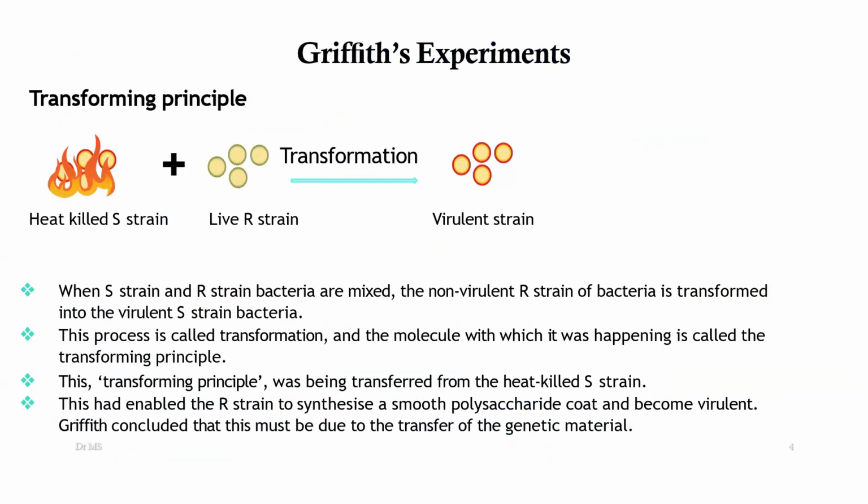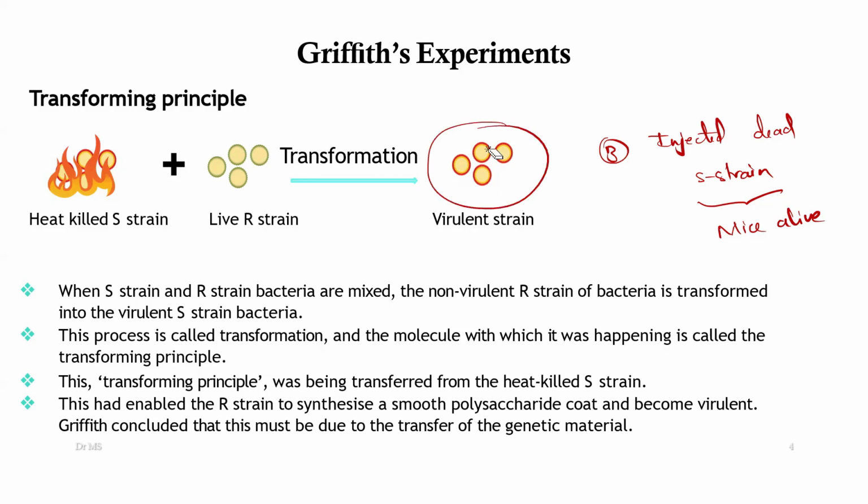And then he did the third experiment. In that, he injected the heat-killed S strain bacteria. When he injected only the heat-killed S strain, just take this, when he injected dead S strain, the mice is alive. But when he injected this dead S strain with the live R strain, then the mice died.